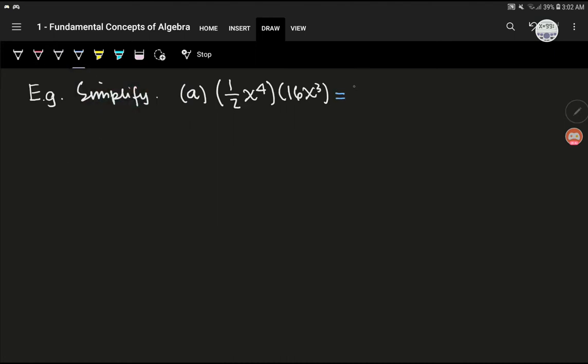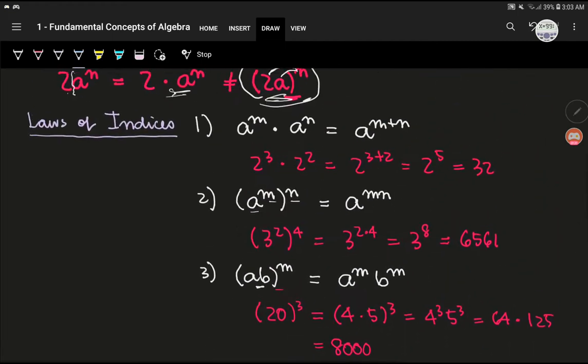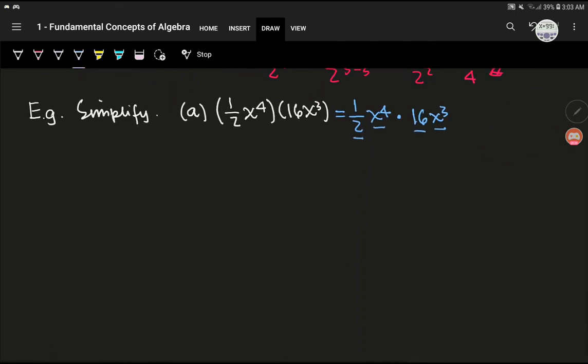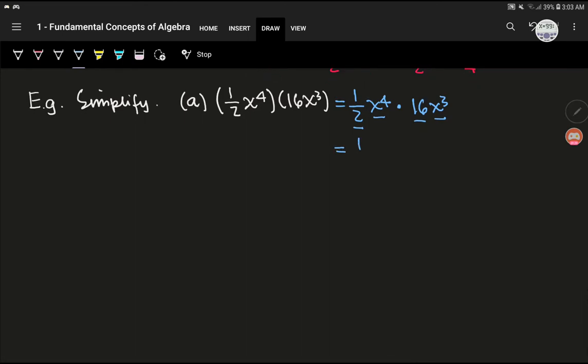So it equals 1 over 2 x to the power of 4, multiplied with, or some people prefer to use a dot to denote multiply, 16 x cubed. Now we have 2 constants and 2 indices with the same base, that is x. Which law should we use? I prefer to rearrange the terms again. So we have 1 over 2 multiplied by 16 multiplied by x to the power of 4 multiplied by x cubed.